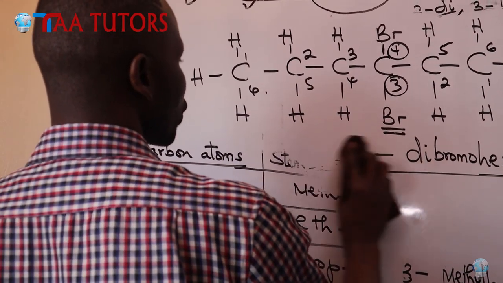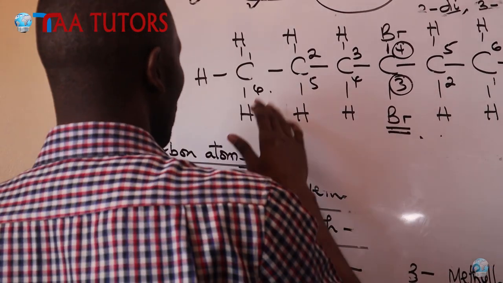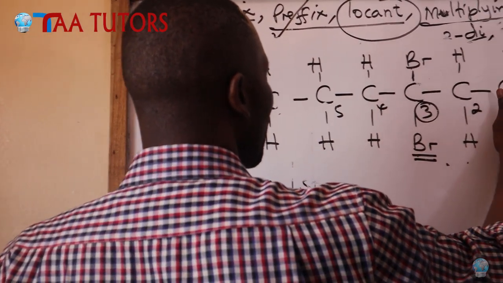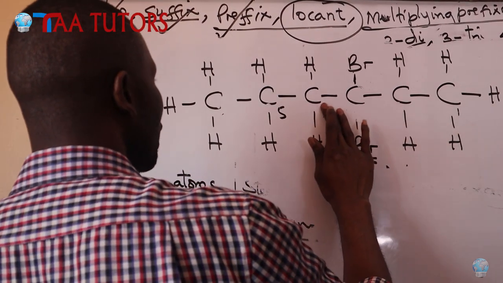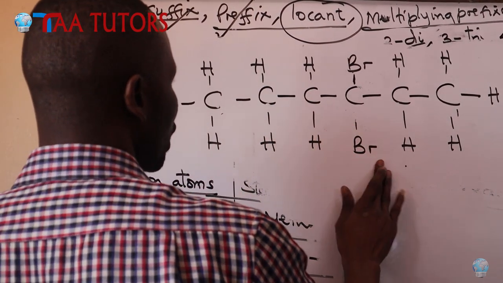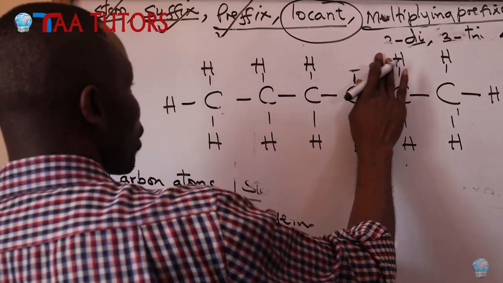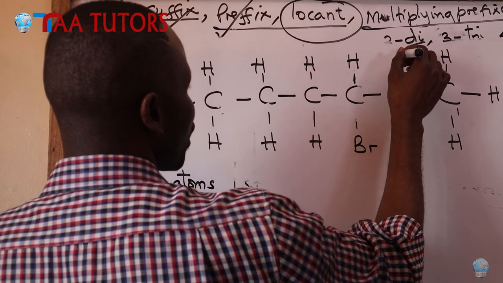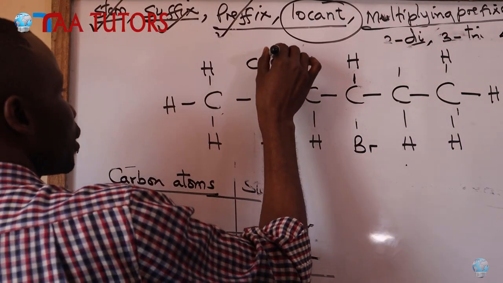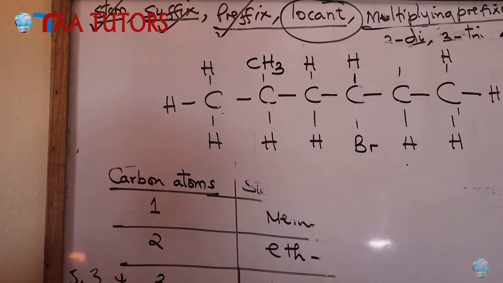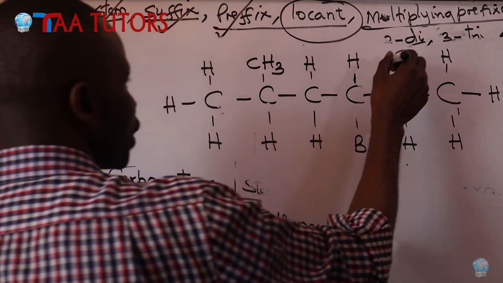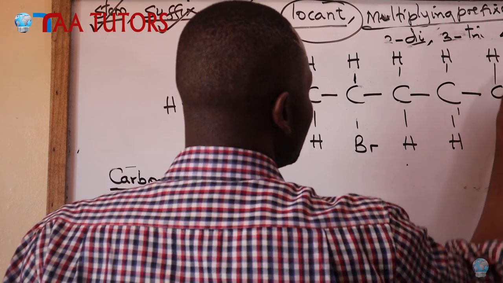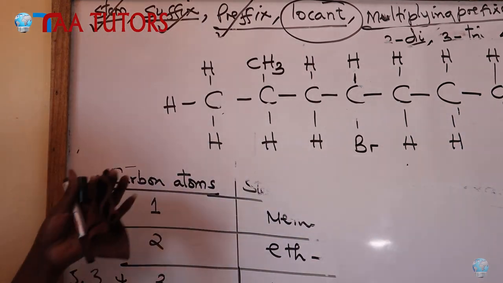Let me now go to the question that I wanted to show you, where you have branches that are not identical. For example, if you have bromine there, let me put hydrogen there, and let me put a methyl here. Let us see this compound. Let me now add one C there.